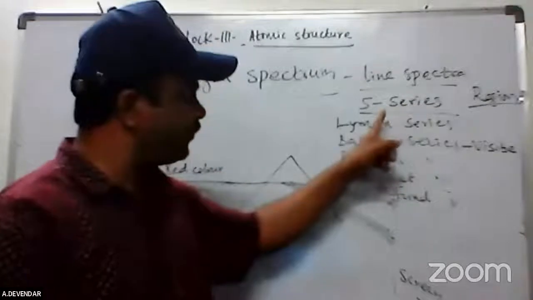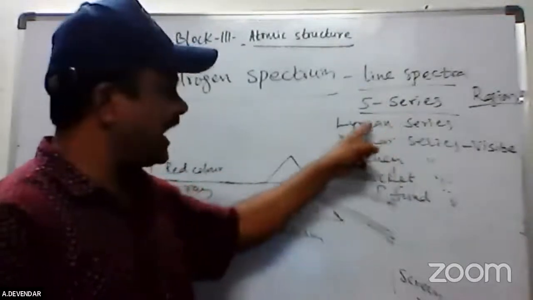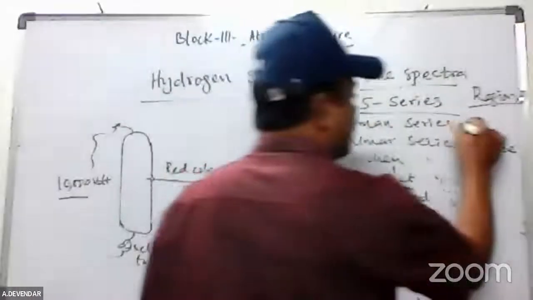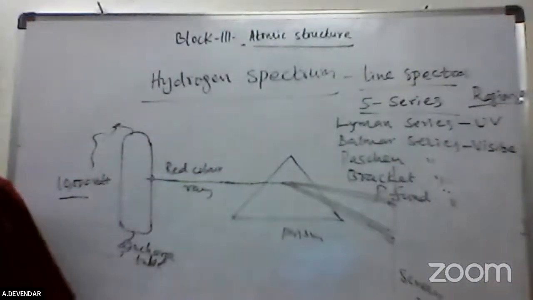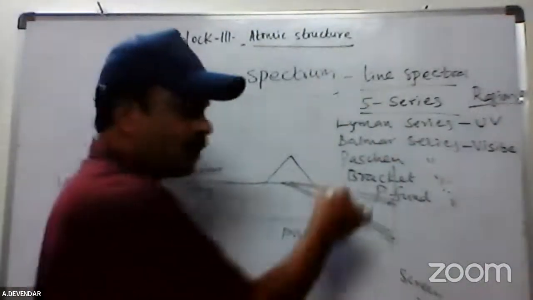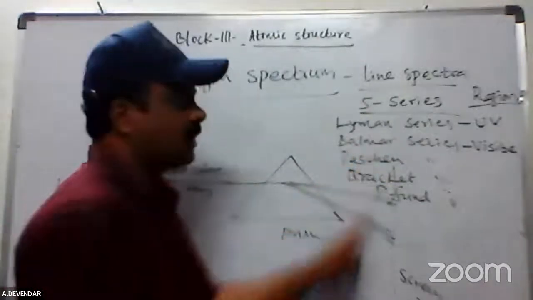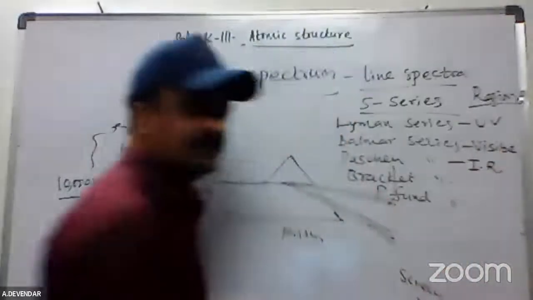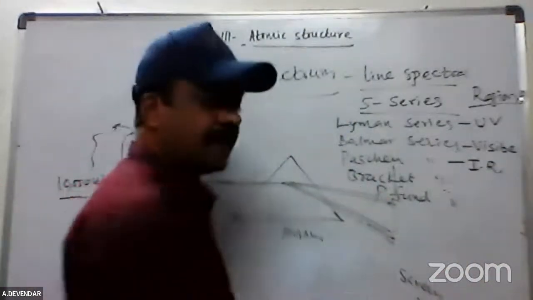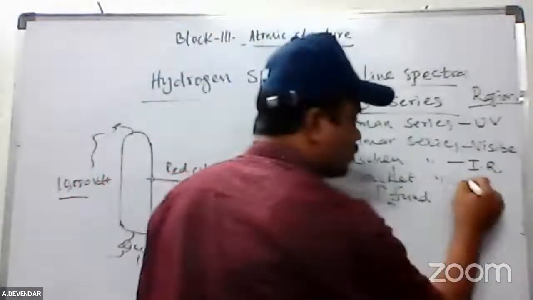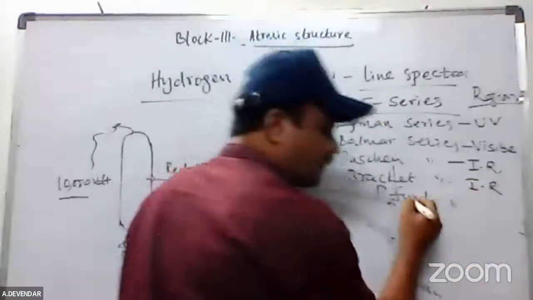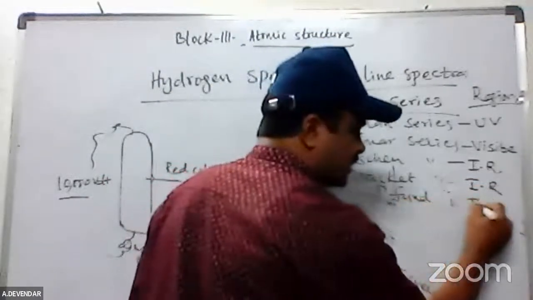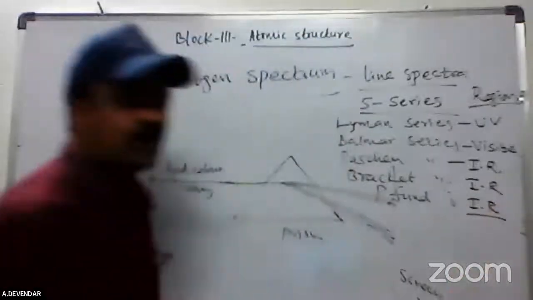Next, in 1904, Lyman discovered the Lyman series in the ultraviolet region. In the UV region, it is discovered. The region is also very important. Next, Paschen in 1908 discovered the Paschen series in the infrared region. Brackett discovered his series in 1922, also in the infrared region. Pfund in 1924 also discovered his series in the infrared region only.